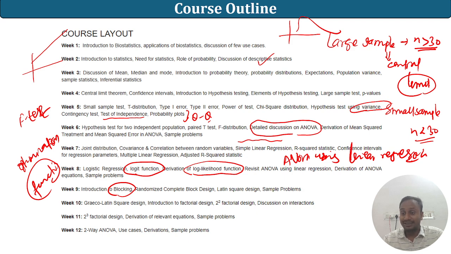We have to design the experiment in a proper way. So today we'll discuss RCBD, that is, the randomized complete block design. Till here we'll discuss, and then we'll solve some problems based upon that.